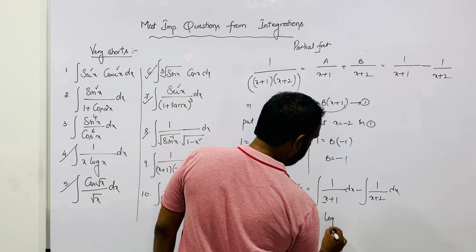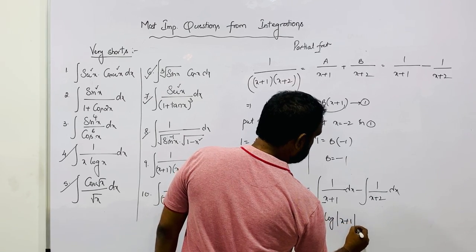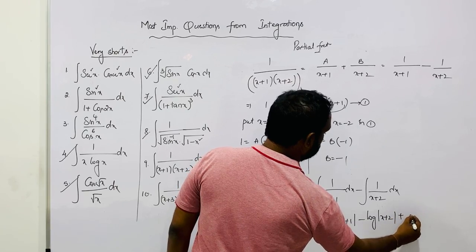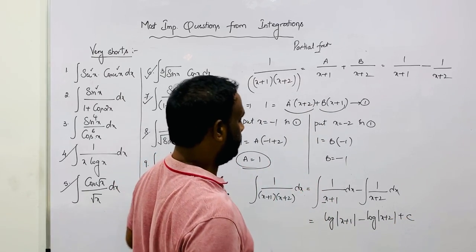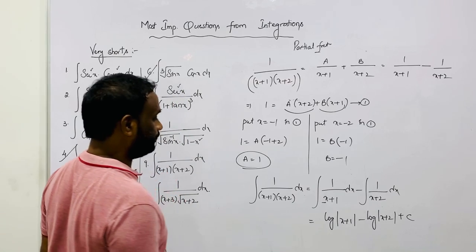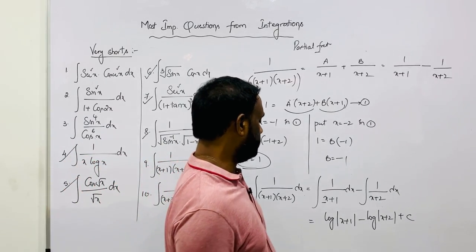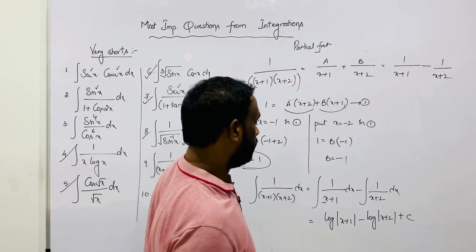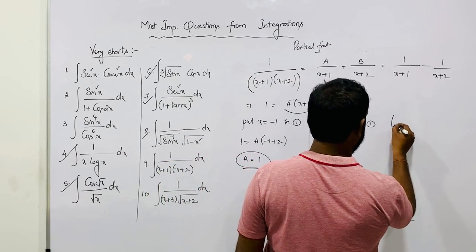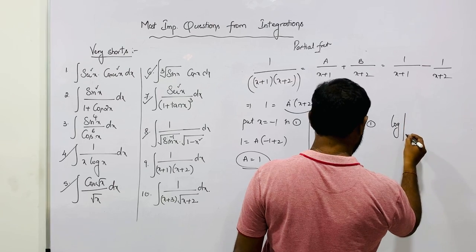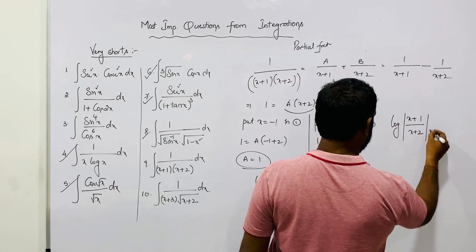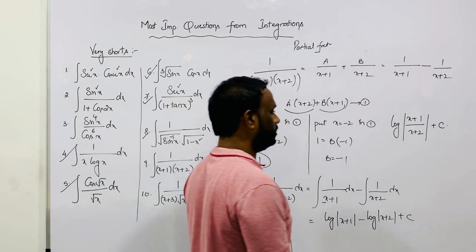So the solution will be log mod x plus 1 minus log mod x plus 2 plus c, where c is the constant of integration. Now on simplification, log a minus log b can be written as log a by b, and the final solution is log mod x plus 1 divided by x plus 2 plus c, where c is the constant of integration.